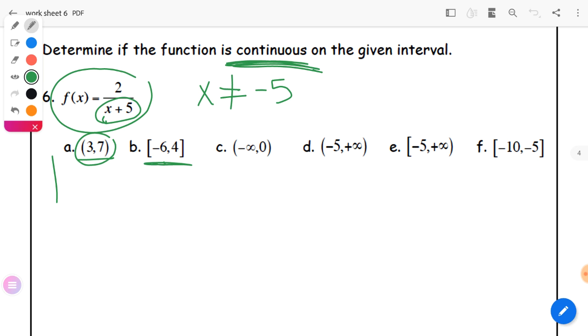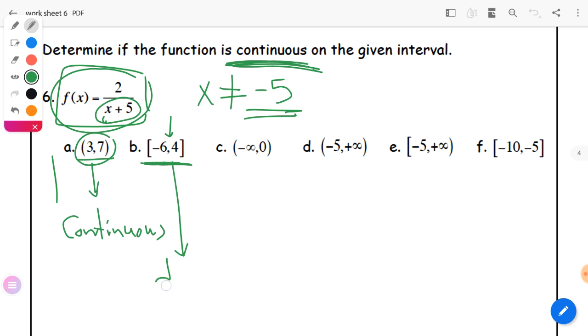Why? Because this function is continuous everywhere except negative 5. If the interval contains negative 5, the function will not be continuous on this interval. Is negative 5 included in 3 and 7? Remember the number line? No. So the function here is what? Continuous. Understand? Negative 5 is here, between negative 6 and 4. So this function here is not continuous.